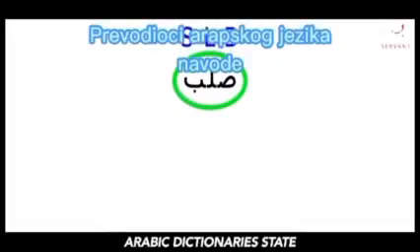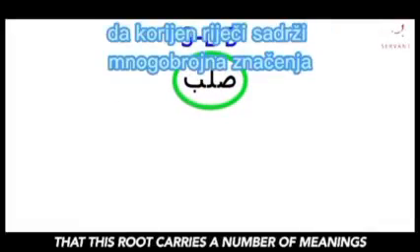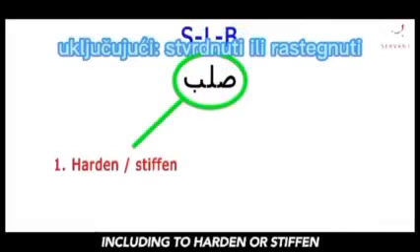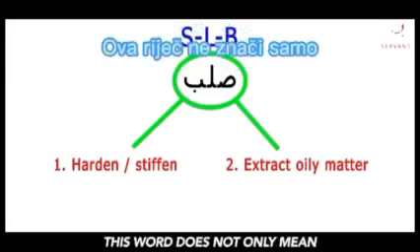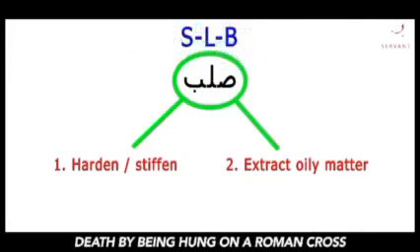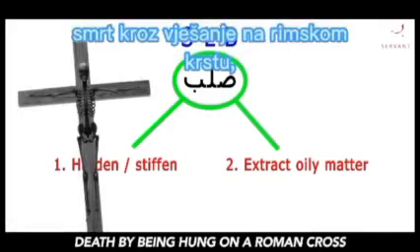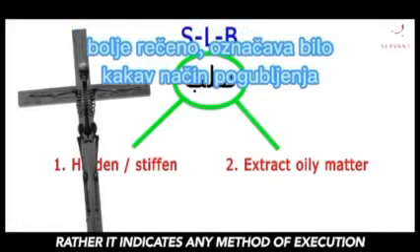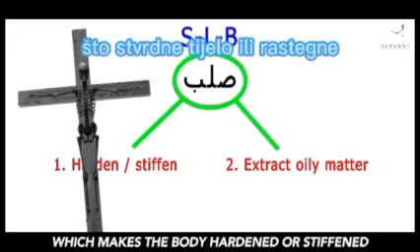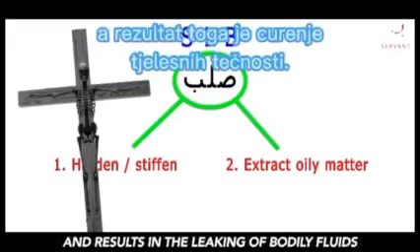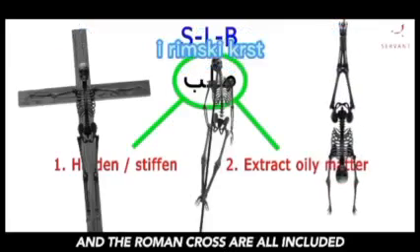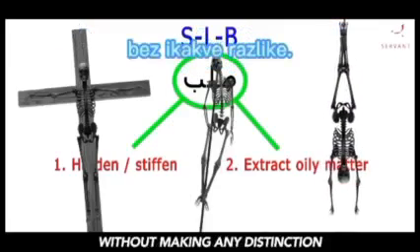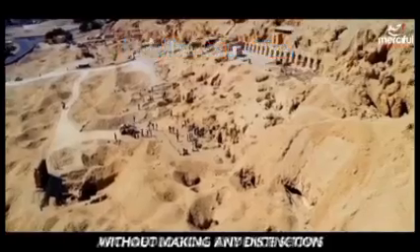Arabic dictionaries state that this root carries a number of meanings, including to harden or stiffen and to extract oily matter from bones. This word does not only mean death by being hung on a Roman cross. Rather, it indicates any method of execution which makes the body hardened or stiffened and results in the leaking of bodily fluids. So, impalement, suspension, and the Roman cross are all included without making any distinction.